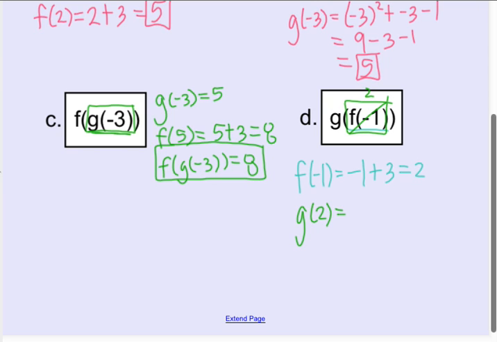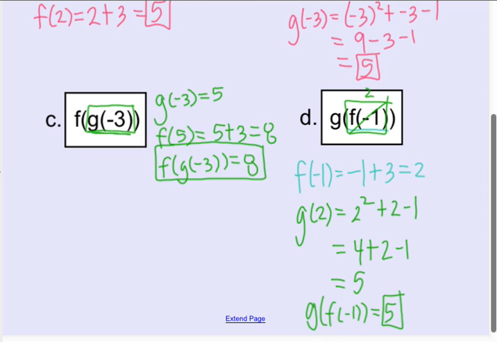So I plug in 2 to my g function. So I have 2 squared plus 2 minus 1. So I would have 4 plus 2 minus 1. So 4 plus 2 is 6. 6 minus 1 is 5. So my answer for g of f of negative 1 is 5.